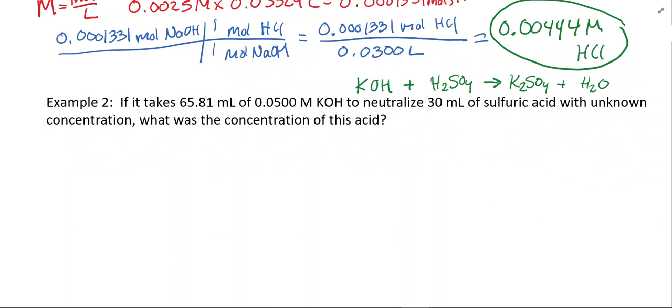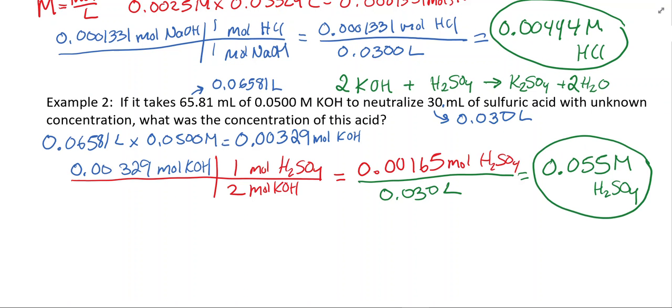So you will need a balanced chemical equation. Here's the equation. I haven't balanced it. Why don't you try to balance it if you didn't get the equation? So you should end up with 0.00329 moles of KOH. You then have to do your stoichiometry step.